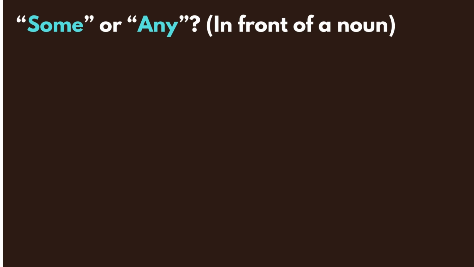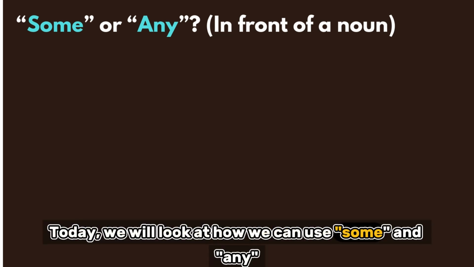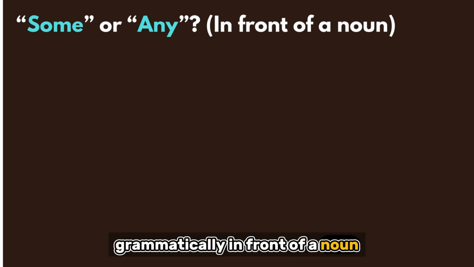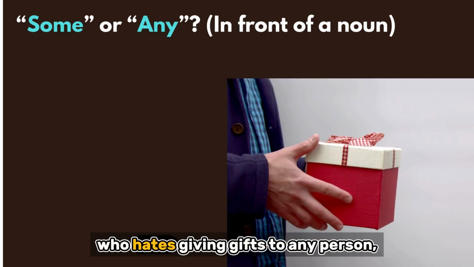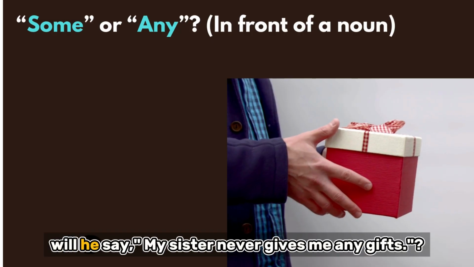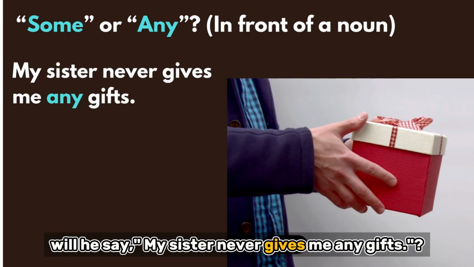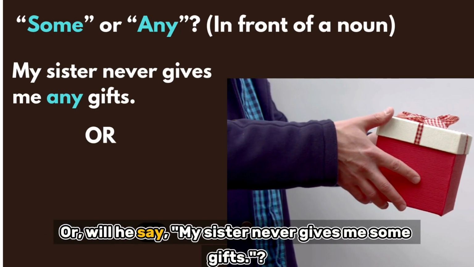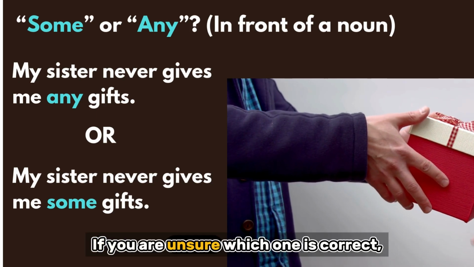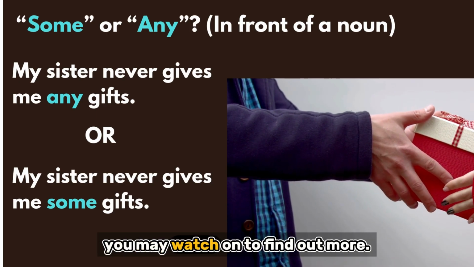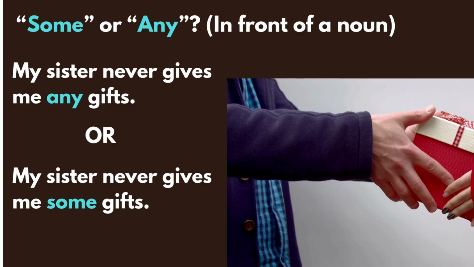Welcome. Today we will look at how we can use some and any grammatically in front of a noun in a sentence. If a person has a selfish sister who hates giving gifts to any person, will he say, "My sister never gives me any gifts," or will he say, "My sister never gives me some gifts"? If you are unsure which one is correct, you may watch on to find out more.